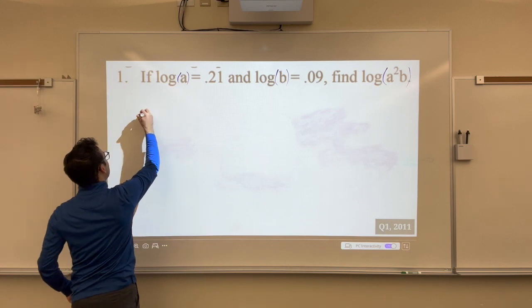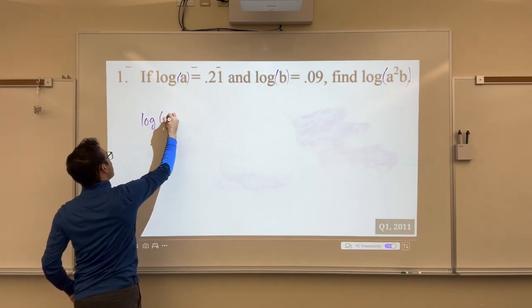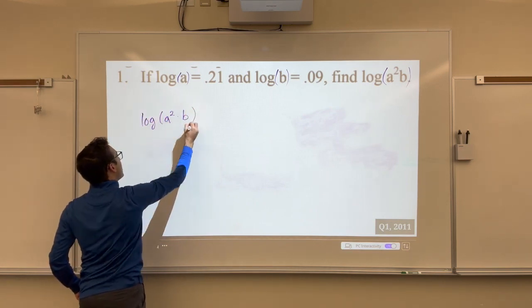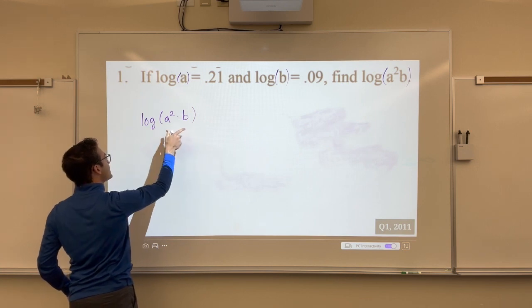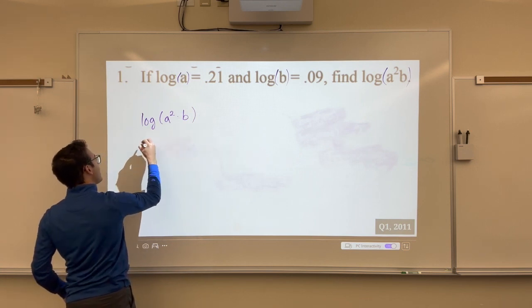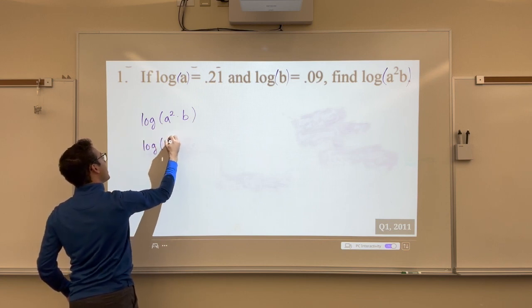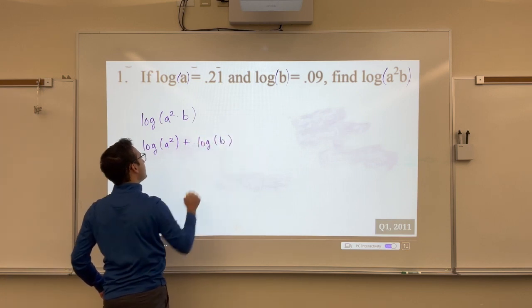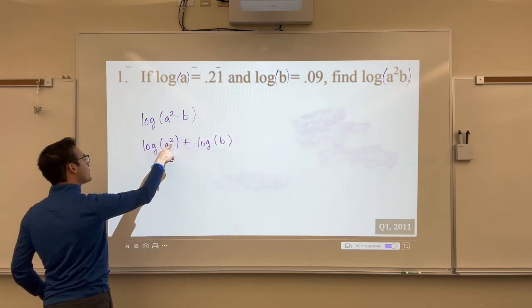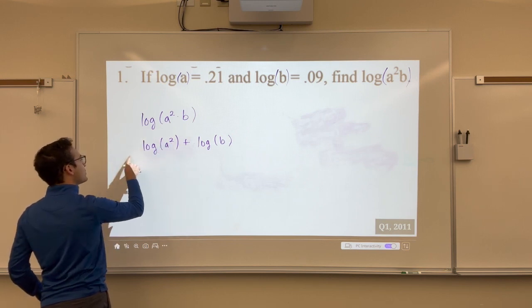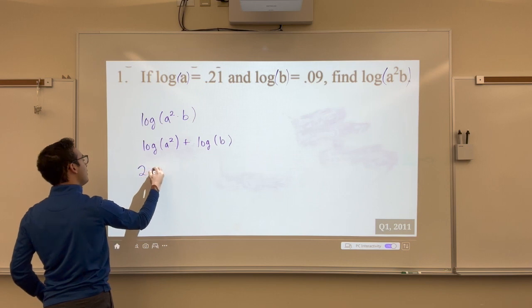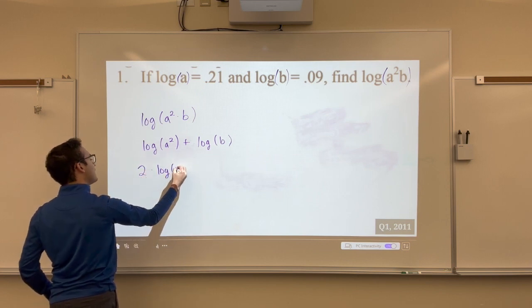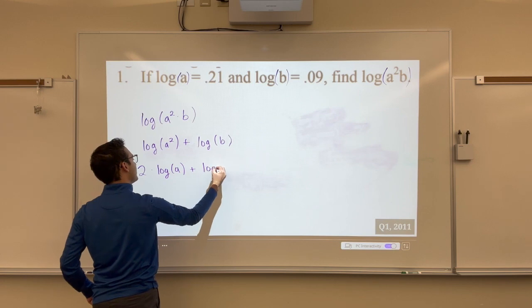So we currently have log of a squared times b. We can use the product rule of logs to split this up into a sum. So I would say that this is equivalent to log of a squared plus the log of b. And then from that point, we can use the power rule of logs to pull this 2 to the outside. So this is going to be equivalent to 2 multiplied by the log of a plus the log of b.